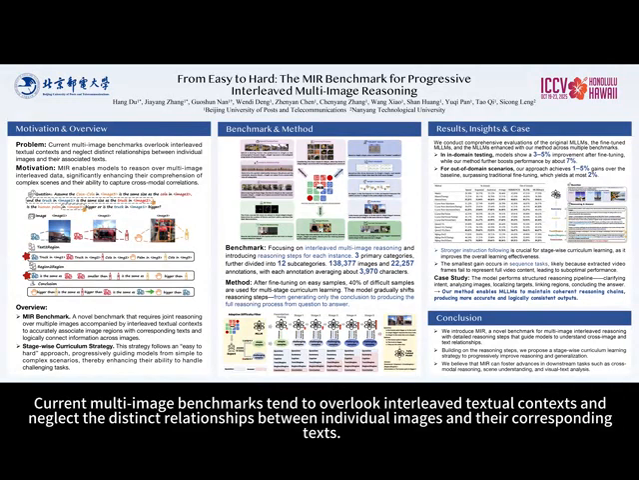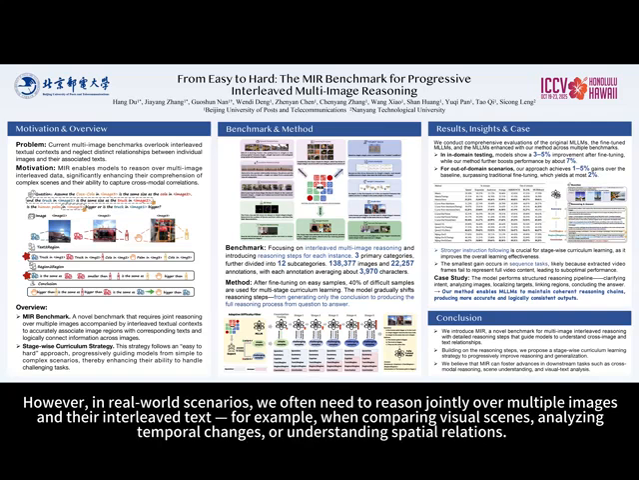Current multi-image benchmarks tend to overlook interleaved textual contexts and neglect the distinct relationships between individual images and their corresponding texts. However, in real-world scenarios, we often need to reason jointly over multiple images and their interleaved text. For example, when comparing visual scenes, analyzing temporal changes, or understanding spatial relations.